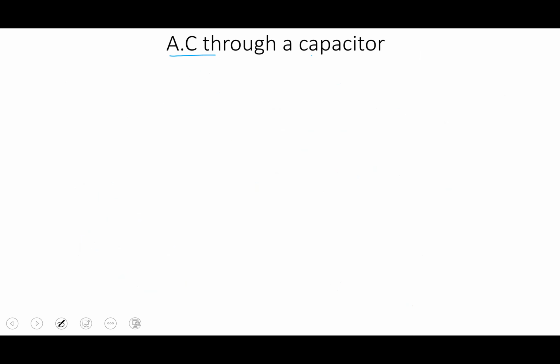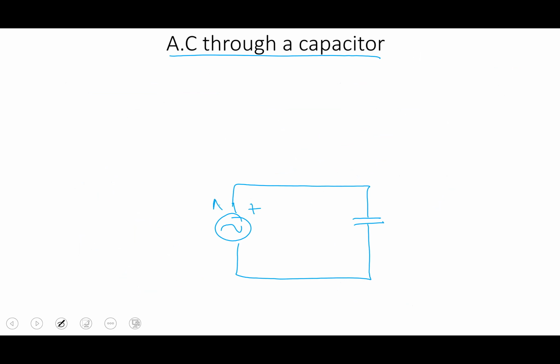Now, alternating current through a capacitor. So if this is our alternating source, and we have connected it to a capacitor. Then in this case, when the time is, let's say, starting at this point, this terminal, let's call it A, is positive and this terminal B is negative. The current will flow in this way and charge the capacitor. So this plate will be positive right over here, whereas this plate will be negative.